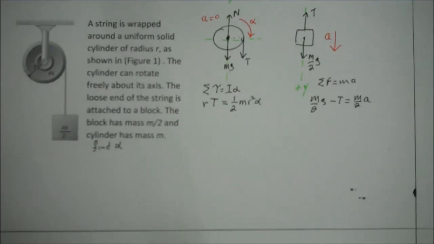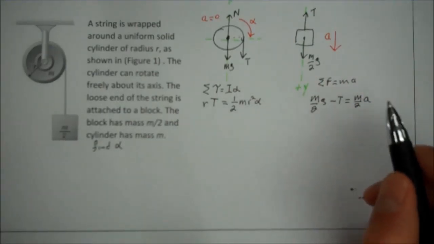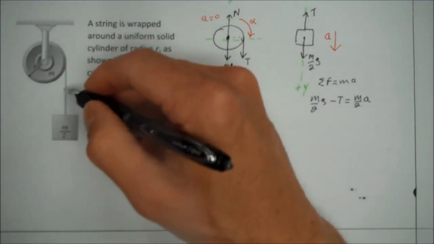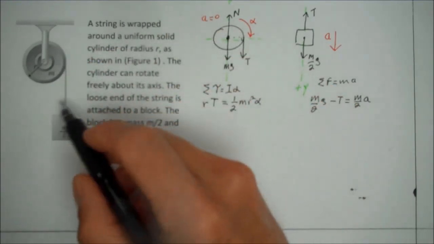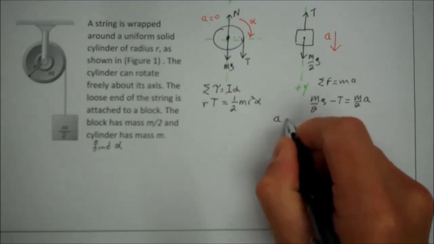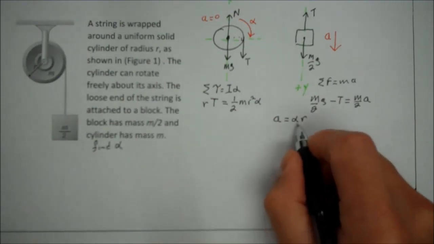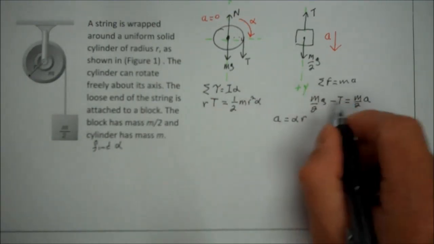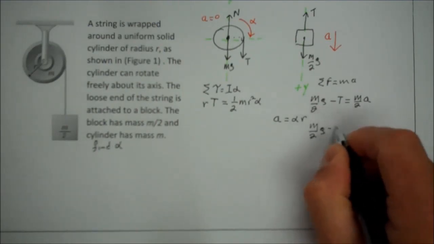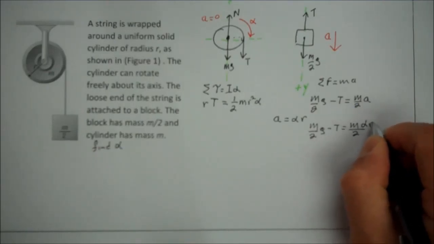Now we just need to solve this out for alpha. We have an issue here. Here's alpha, but here's a. Since this is spinning and the string comes off smoothly without slipping, it doesn't specify that, but that's what's going to happen, we know that the a of the string will equal alpha of the pulley times R. So I can substitute that in here, and then everything's in terms of alpha. So I've got (M over 2) g minus T equals (M over 2) alpha R.